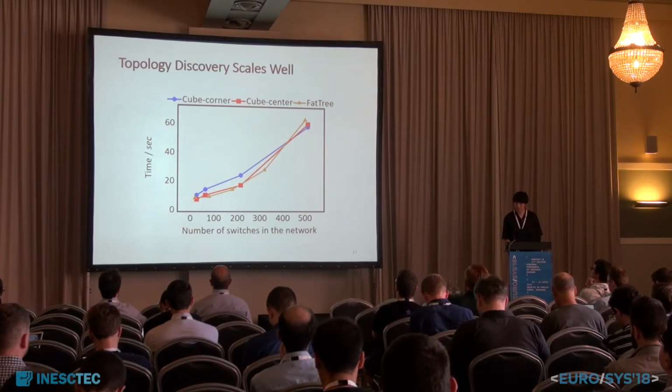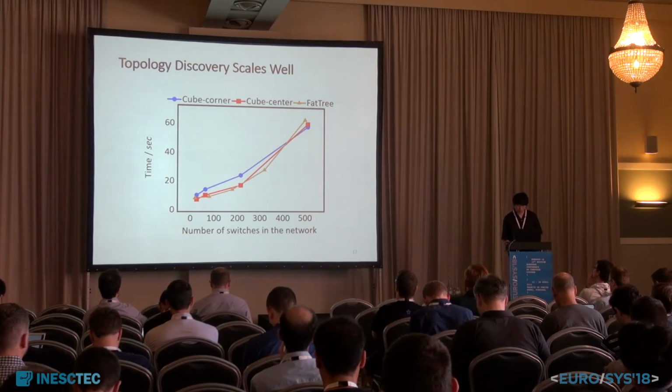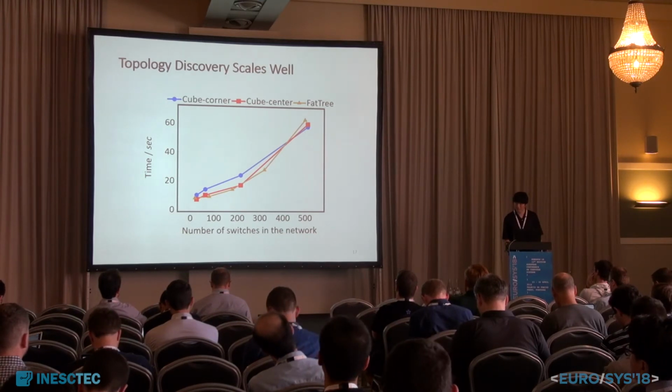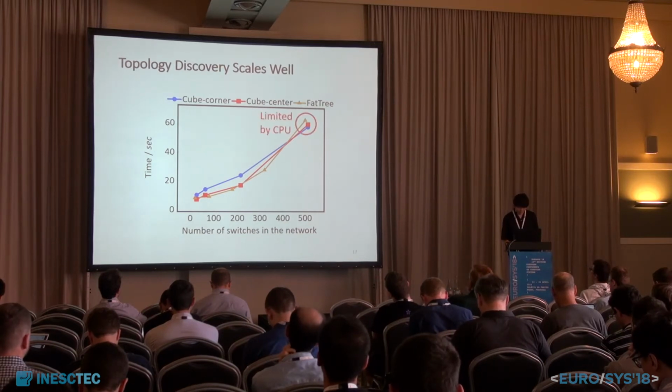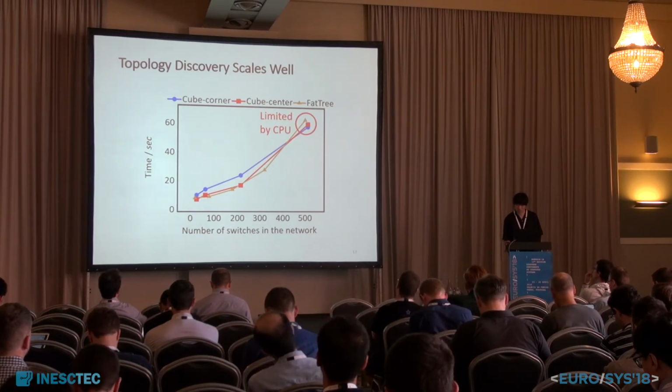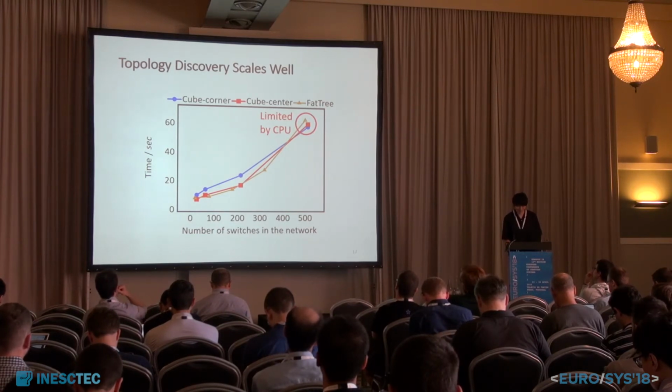This is the emulation result. There are 2 topologies, that is cube and fat tree. And we put the controller in different positions, that is in the center of the cube and in the corner of the cube. And we can see that the result for 500 switches is a little bit higher. The time is a little bit higher because at this time, our 24-core CPU is very busy.